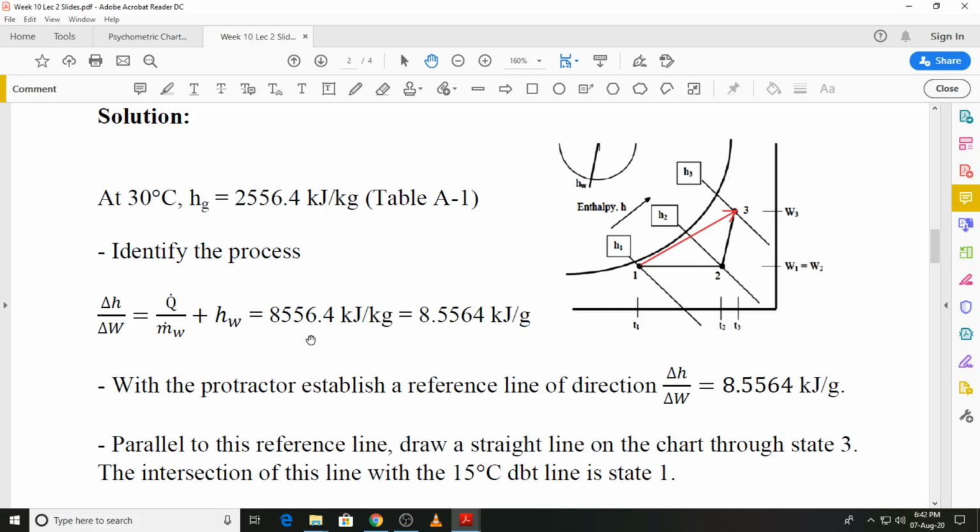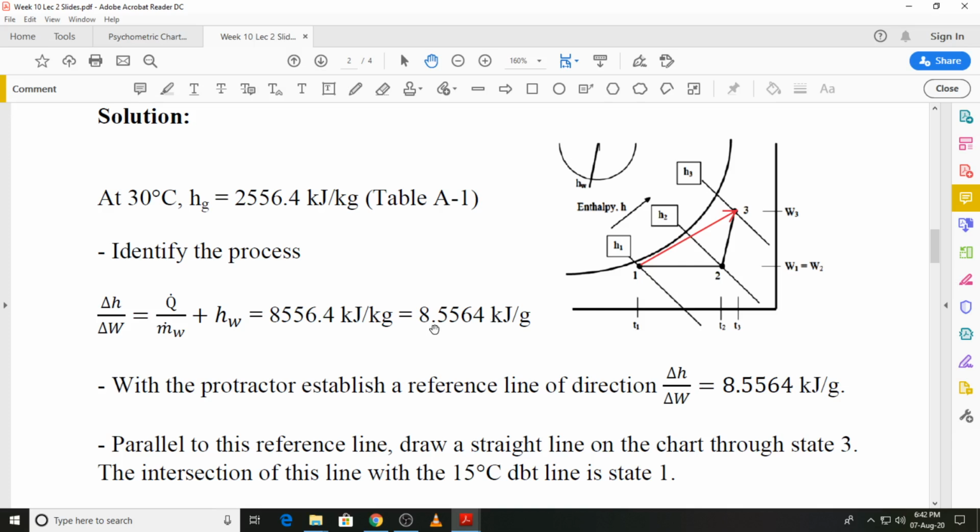And we will make use of this value on the actual psychrometric chart, and recall that this value delta H by delta W in the actual psychrometric chart has units of kilojoules per gram. So we have to divide it by 1000, and that is now the value that we will make use of when we move to the psychrometric chart.